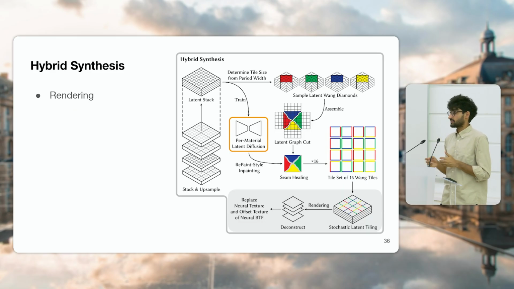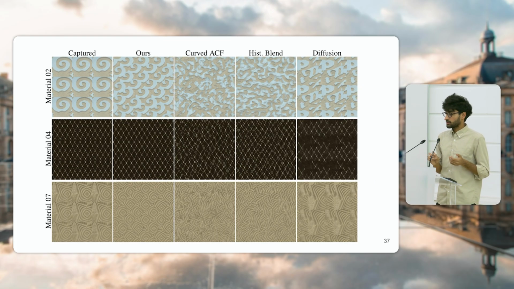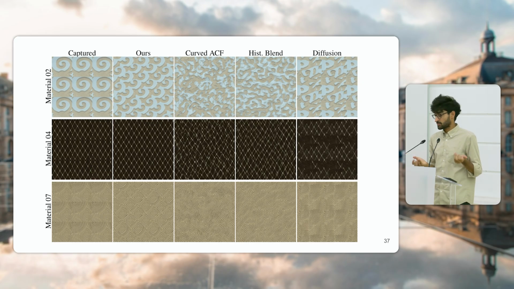After synthesis, we split the synthesized latent stack back into appearance and offset features and decode them via the original neural BTF network for rendering. Our results show that latent stack is a viable synthesis domain, since not only ours, but competing methods also produce plausible results. Moreover, the comparison shows where prior approaches fail.